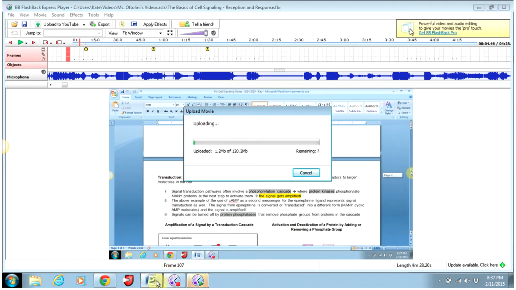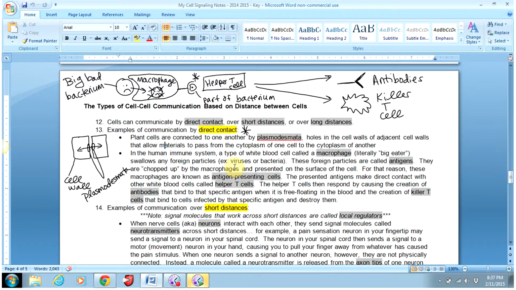And that is going to initiate a response. The helper T cell is going to cause the creation of two things. One, antibodies, which are proteins that float around and bind to any of that specific bacterium that's in the bloodstream or other body fluids. The helper T cell is also going to create these killer T cells, and the killer T cells are used to destroy any cells within the body that have already been infected by this particular bacteria.